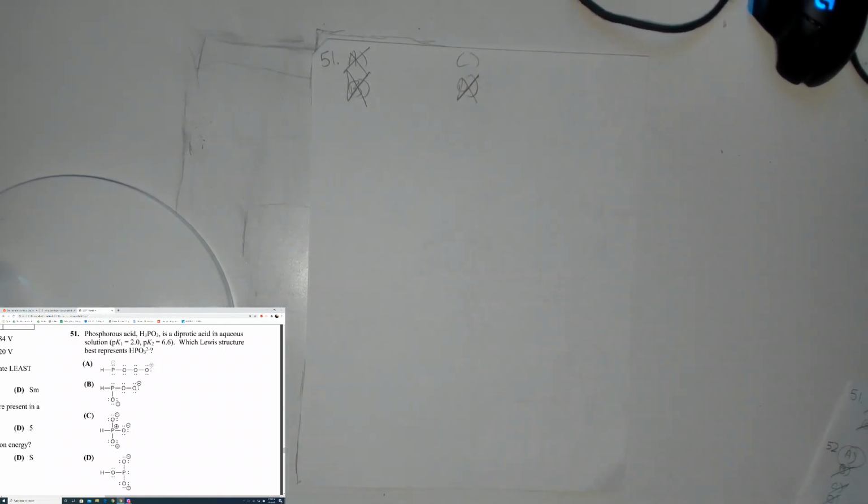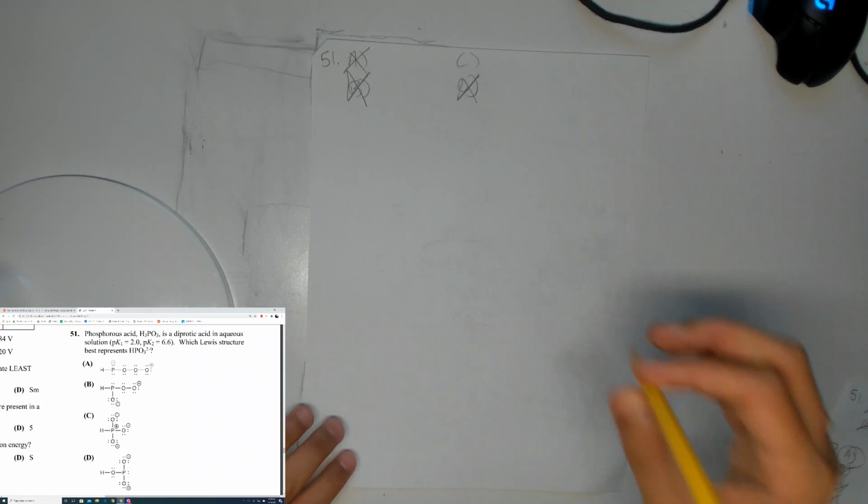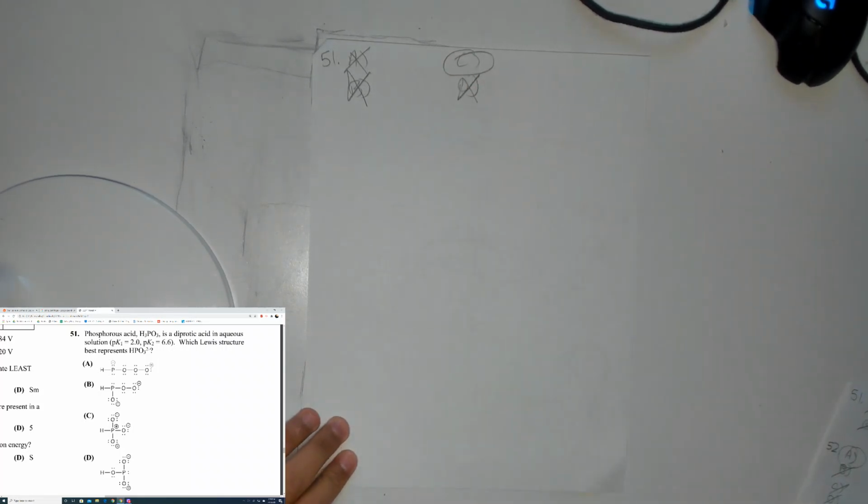because in C, if you have phosphorous acid, the two extra hydrogen atoms will be connected to one of the oxygens, and those will be acidic, not the one connected to phosphorus. So that means C is correct.